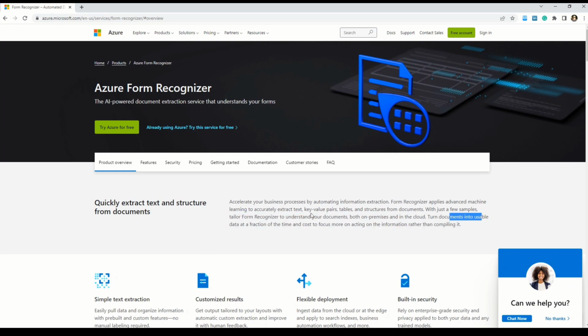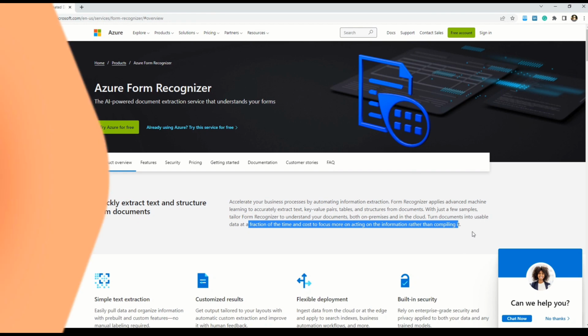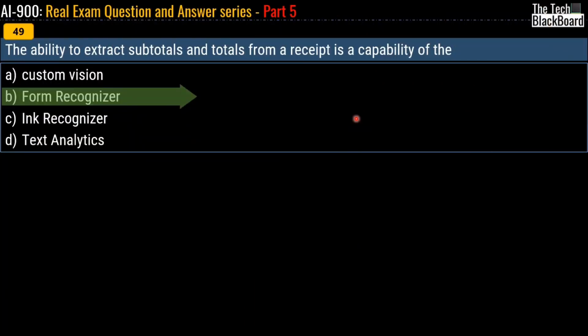Turn the document into usable data at a fraction of the time and cost to focus more on acting on the information rather than compiling it. And that's exactly what our question demanded as well. The question wanted us to extract subtotals and totals from a receipt. That's why we chose Form Recognizer as an answer to this question.